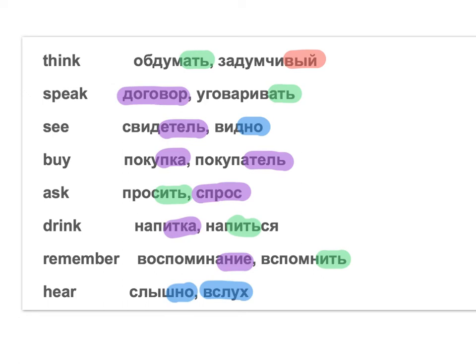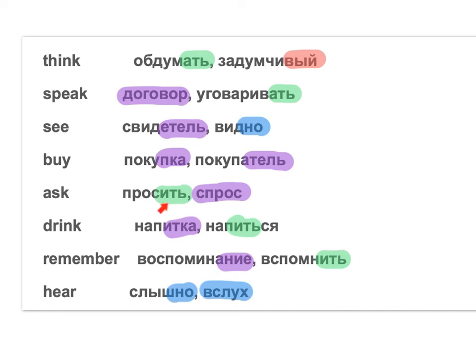Договор versus уговаривать. Договор, an agreement, whereas уговаривать means to convince someone. Свидетель, a person, right? So a witness, it's a person who saw something. Whereas видно is an adverb, something that's visibly something. Again, покупатель is a person. So тель, покупатель, is a buyer, whereas покупка is the thing that was bought.